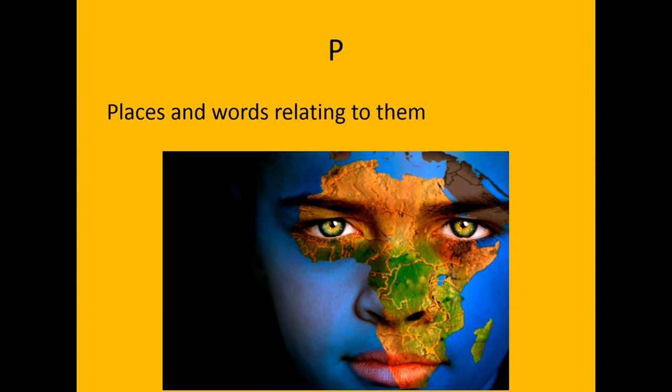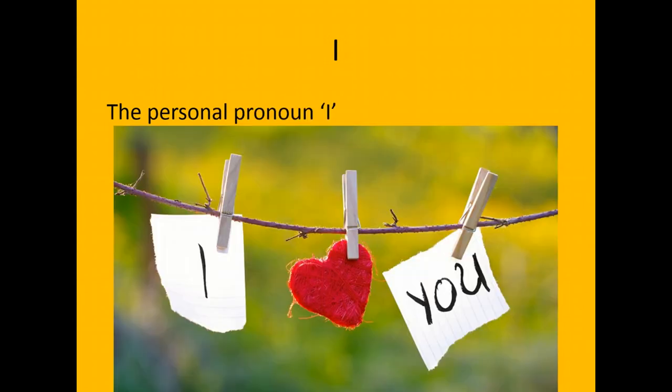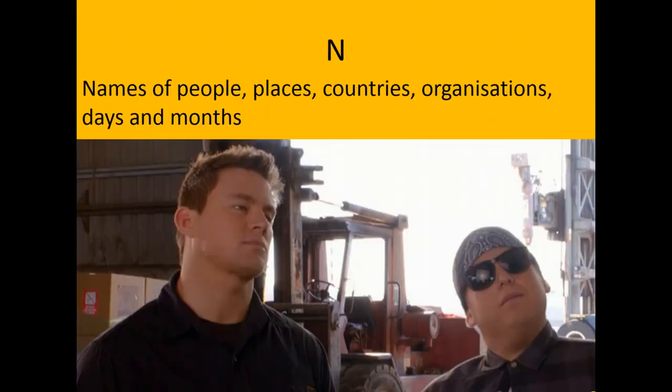On to PRINTS then. So the P for PRINTS stands for places and words relating to them. So Africa, capital A, African, capital A. Religions is the R in ABLE PRINTS, or religions need capital letters. The personal pronoun I, as in the word I in I love you, needs to be a capital. And I always think this is interesting because on a computer, a capital I looks like this, doesn't it? But when you're handwriting it, we tend to put the two lines across here. But if you ever write the word I on its own, as in, just the letter I as a word, it needs to be a capital.